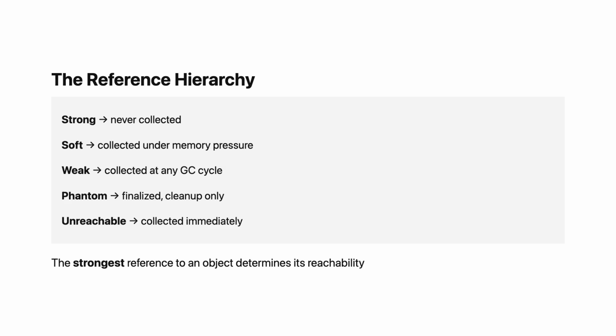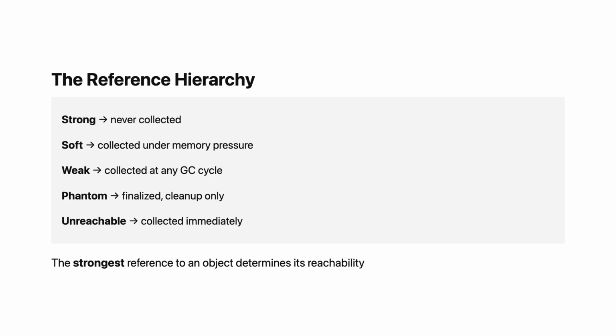An object is strongly reachable if there is a path of strong references from a GC root. It will never be collected. An object is softly reachable if the strongest path to it goes through a soft reference. It will be collected under memory pressure. An object is weakly reachable if the strongest path to it goes through a weak reference. It can be collected at any GC cycle.